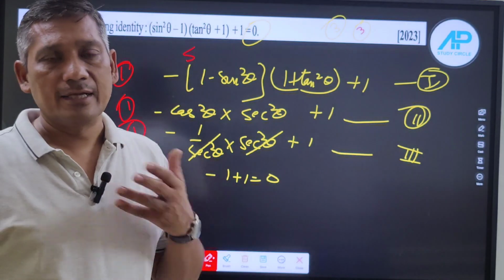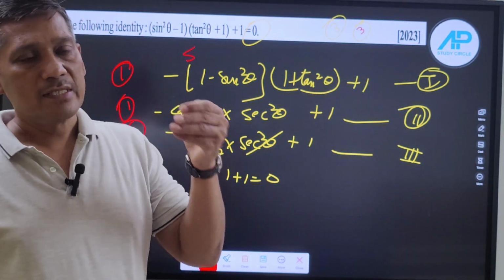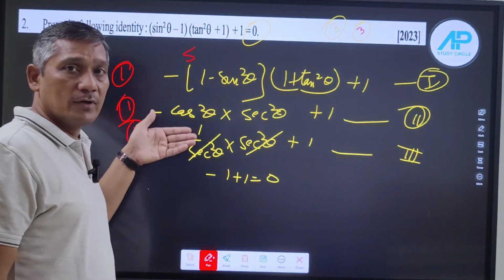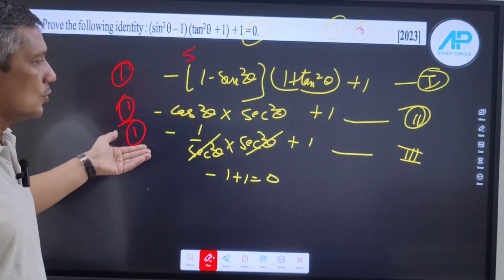Step marking is very well done in the board examinations. When I correct the copies of board exams, we always take care that we give marks in the manner of steps. So you have done the first step, you got a mark.